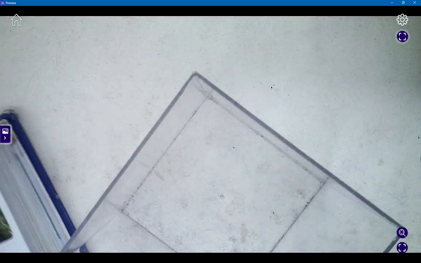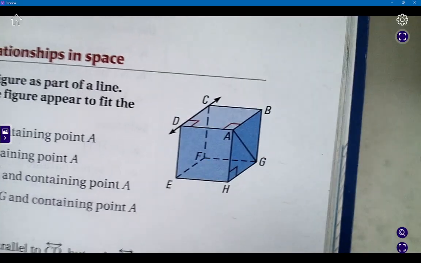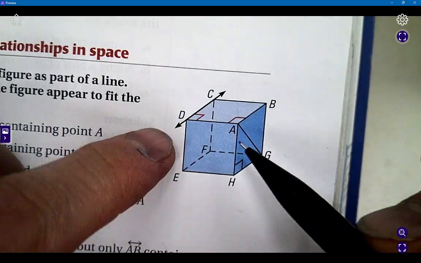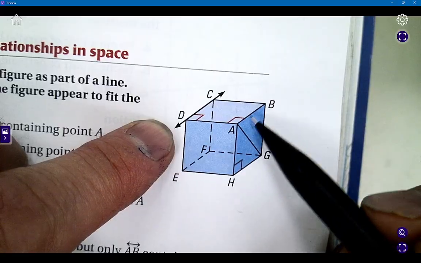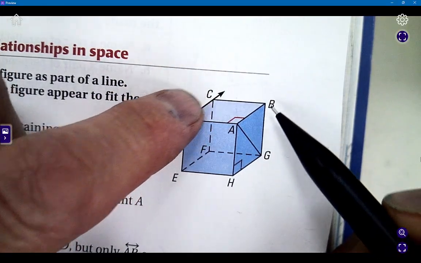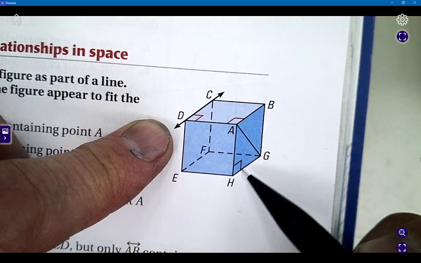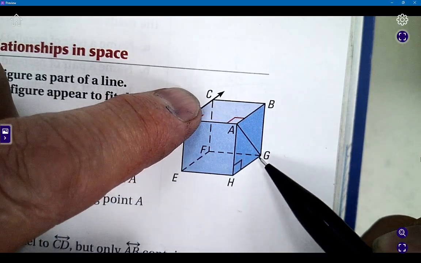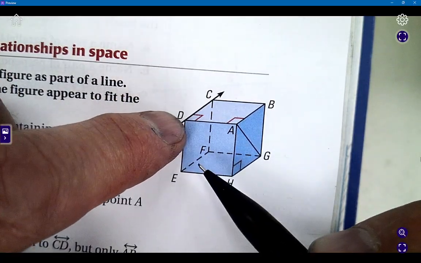Let me try to show you on a two-dimensional drawing, because we have to be able to look at this and say, okay, notice that these lines, like line CD and line AB, are parallel. And as long as this is a cube, as long as all of these are right angles here, then the same thing for these lines, they'd also be parallel, and then these lines would be parallel.